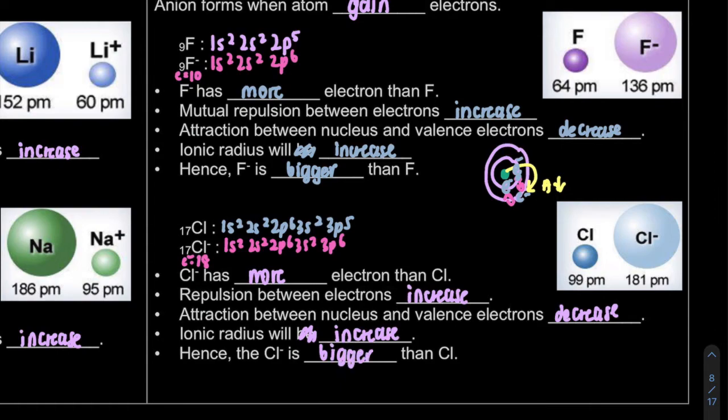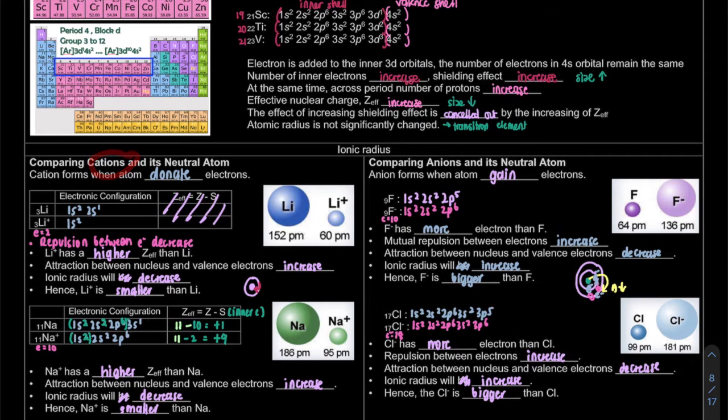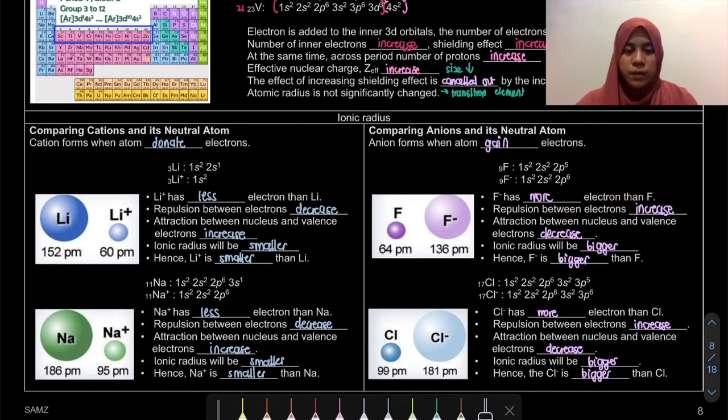Okay. So, again, for the case of ionic radii, for a cation, the more electrons we donate, the smaller it becomes. If we gain electrons, it will become bigger, because we have the extra repulsion. So that is for the case of ionic radii. That's just an overview about the ionic radii.